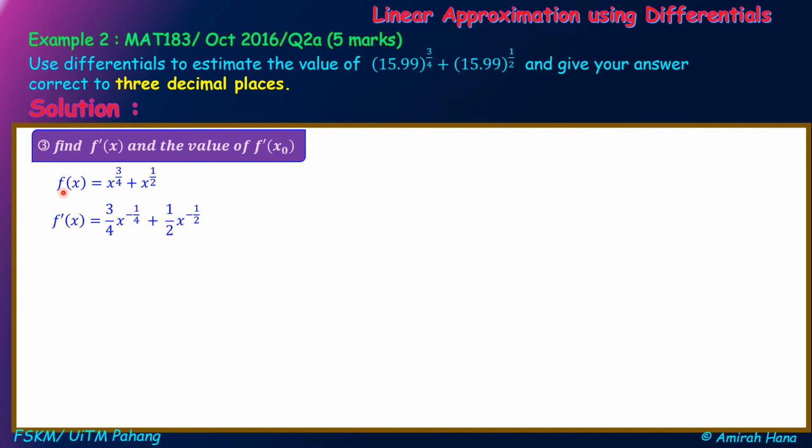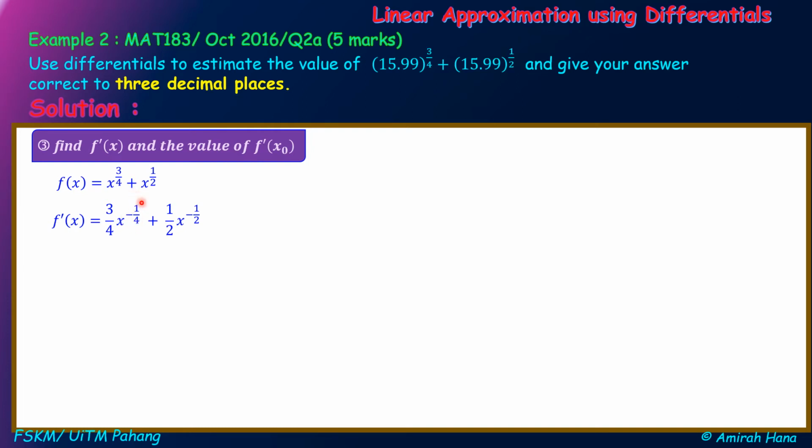When we differentiate f x, the symbol should be f prime x. We differentiate x to the power of 3 over 4 using the power rule. When we use the power rule, we need to move the power to the front. So we have 3 over 4 here, and then x, and then we minus 1 from the original power. So 3 over 4 minus 1, or minus 4 over 4, so we have negative 1 over 4 here.